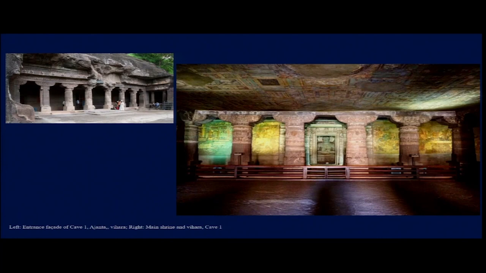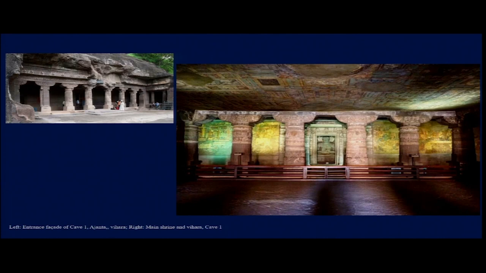be different in Ajanta. So this shows the entrance facade of cave 1 on the left side, and then we also have the main shrine and the vihara. So this particular cave 1 is a vihara, and in this one we have the main shrine, and then there are also those individual cells around the main shrine where the monks and the nuns can live.